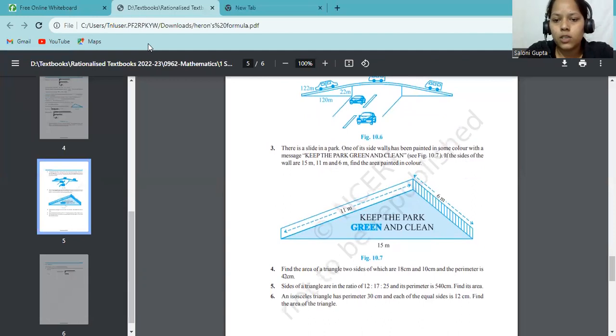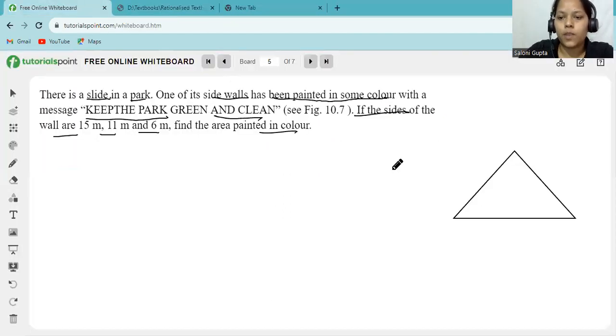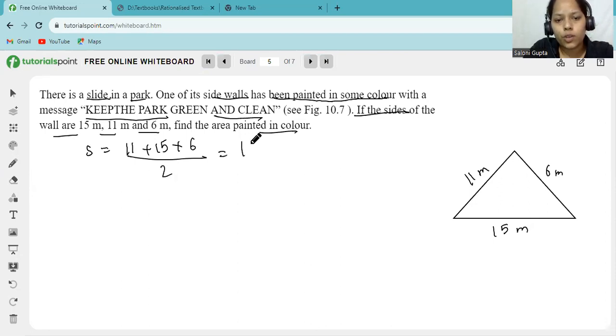So what are the sides given to us? 11, 6 and 15. So 11 meter here, 6 meter, and this is 15 meter. Again we will find out the S. So S will be the sum of all these sides, divided by 2. So 11 plus 15, this will be 26. 26 plus 6 is 32, divided by 2. So that is 16 meter we have got.